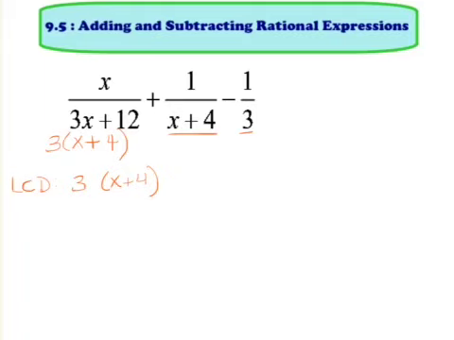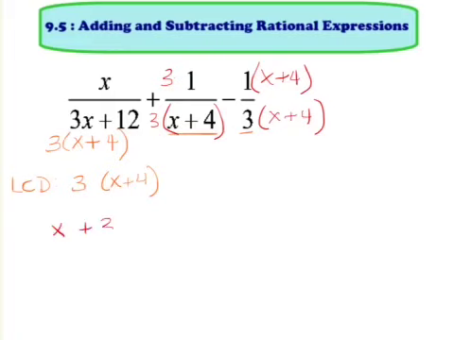So now I need to multiply by what's missing. The first fraction's not missing anything. I don't need to multiply it. But the second fraction is missing a 3. So I'm going to multiply the top by 3 and the bottom by 3. The second fraction is missing an x plus 4. So I'm going to multiply by x plus 4 on the top and the bottom. Now I'm going to write it as one great big fraction.